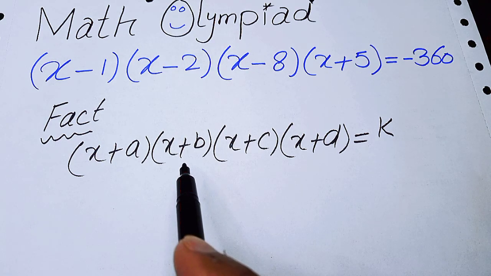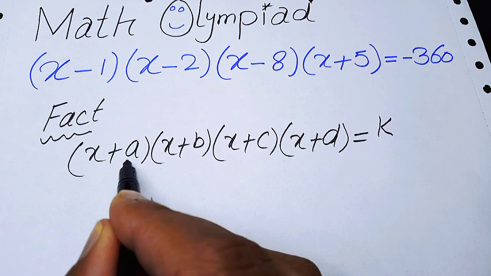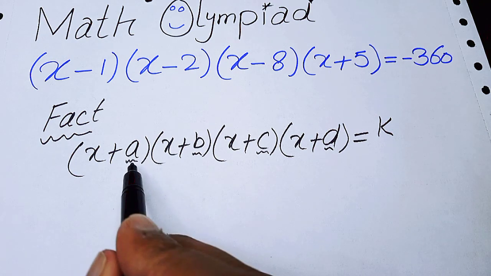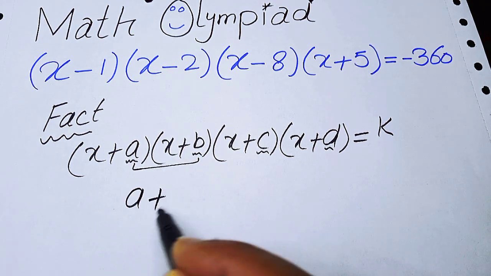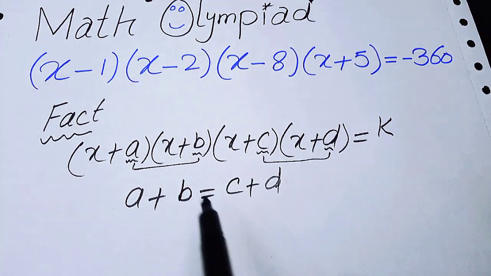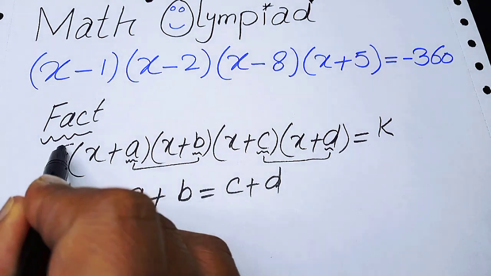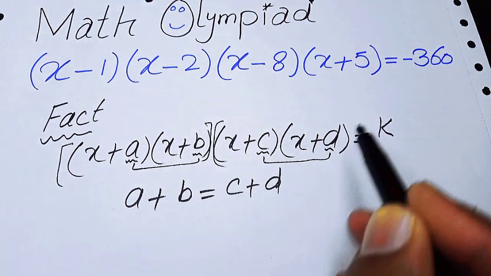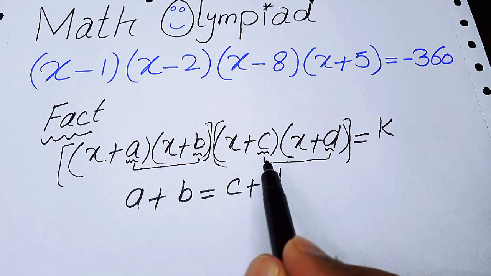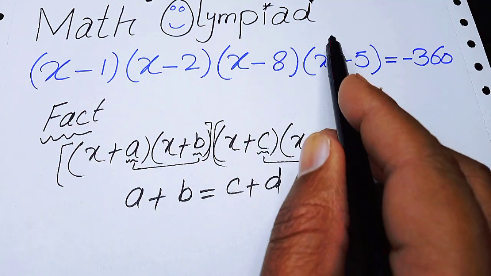The way in which we can choose the factors is that we first check the sums of these numbers. If the sum a + b is equal to the sum c + d, then we can make these pairs. We multiply these pairs, take common terms, and solve this. Now we can apply this fact in this question.